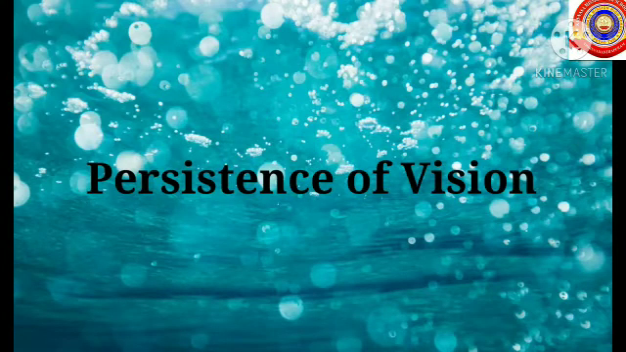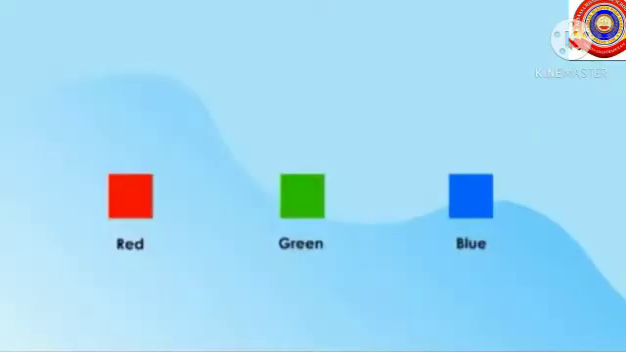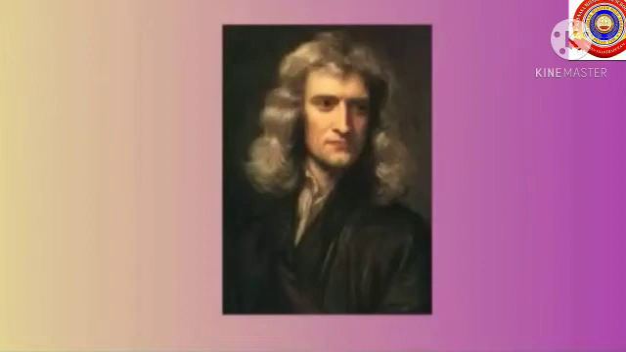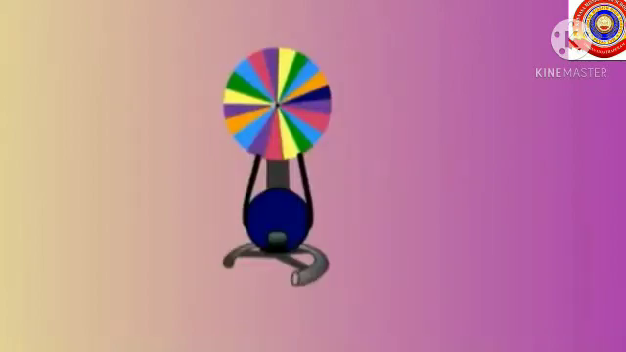Next topic, persistence of vision. Students, you may be familiar with Newton's color disc from your lower classes. Among the 7 colors from the video, red, green and blue are considered as the primary colors. It was Sir Isaac Newton who devised a special disc which is known as Newton's color disc. It is used to show how colors are able to mix together. It is a demonstration apparatus to show color mixing by rotating a disc of color sectors. Here we can see the constituent colors of white light in the same order and proportion.